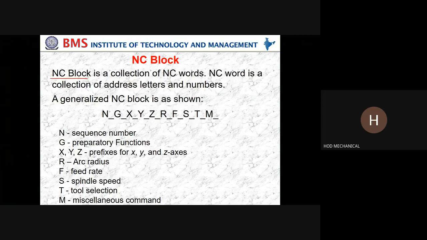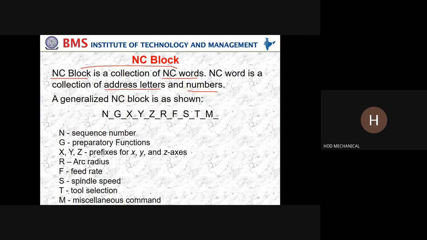Now this NC block contains what is called an NC word, and an NC word is a collection of letters and numbers. It means that you have a block first, and from the block you get a word. A word consists of an address letter and numbers.